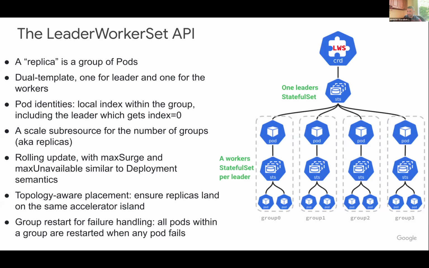Okay, I just want to respond to any questions about the implementation details. I'm going to quickly go through this. We have a scale subresource that allows you to scale up and down the number of groups. It supports rolling updates, same as deployment semantics, basically, as a number of groups, not within a group. And you will want some sort of group restart for failure handling, right? Because for example, if you're using MPI, if any pod fails within the group, you need to restart everybody else. So we were providing those semantics as well.